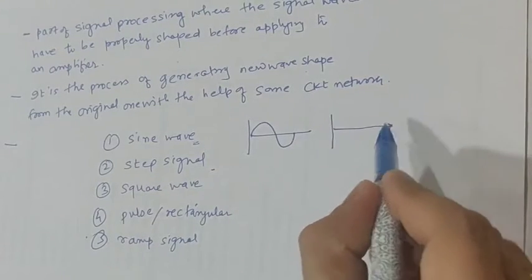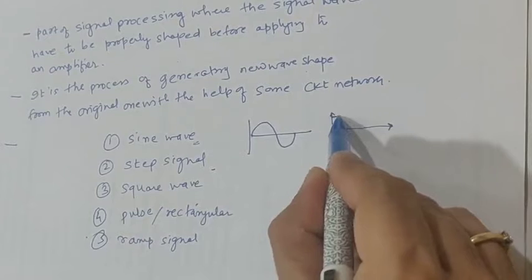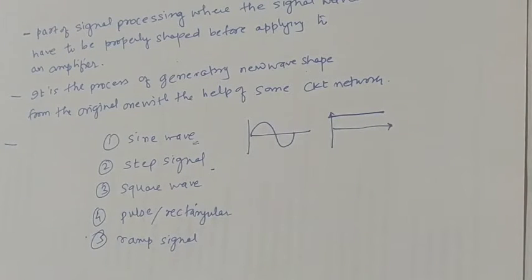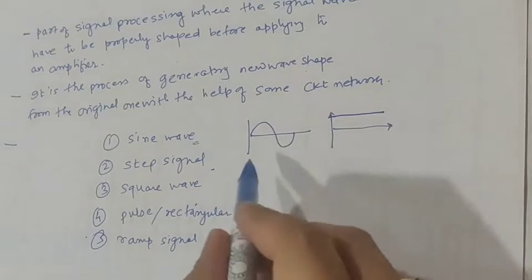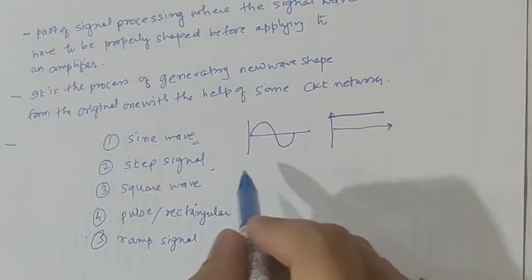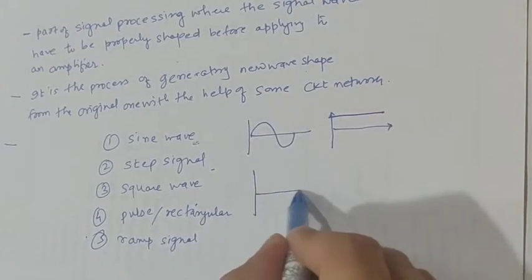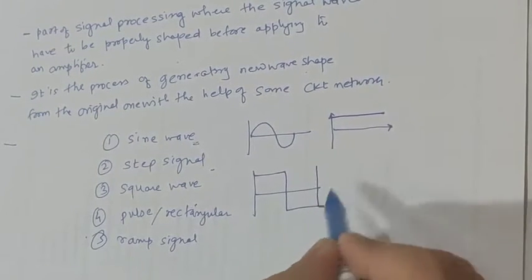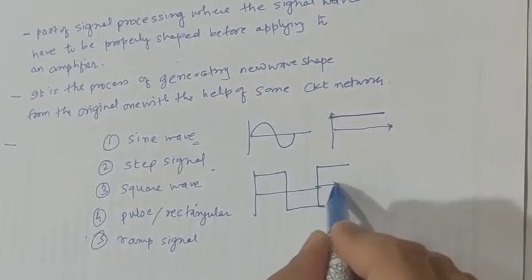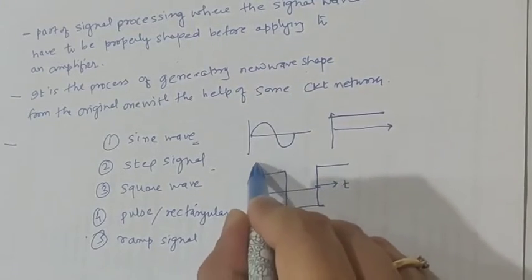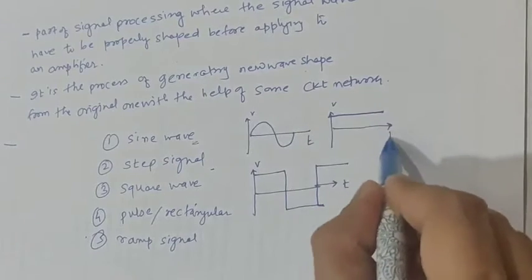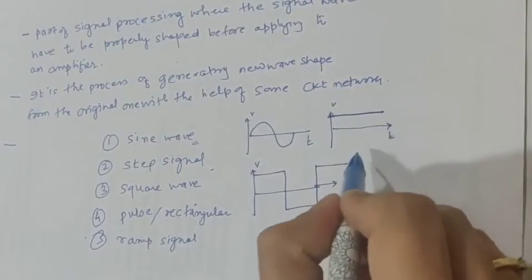Step signal is nothing but the signal which continues with a constant value for a period of time. This is the step signal. Then the square signal, of course, is a kind of square wave. So it is voltage versus time, again voltage versus time, voltage versus time. So this voltage is going to be constant in the step signal.